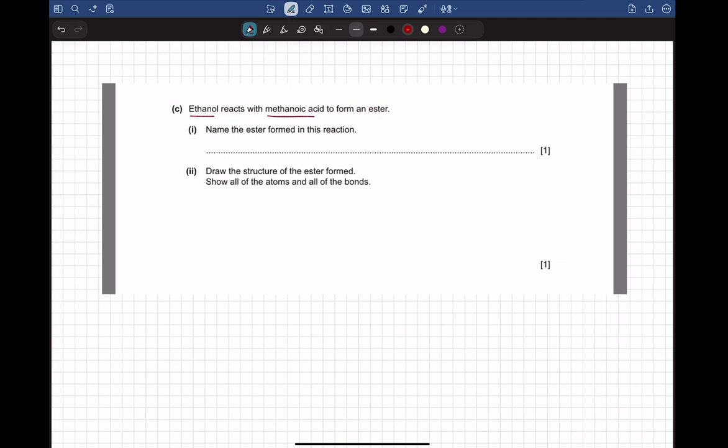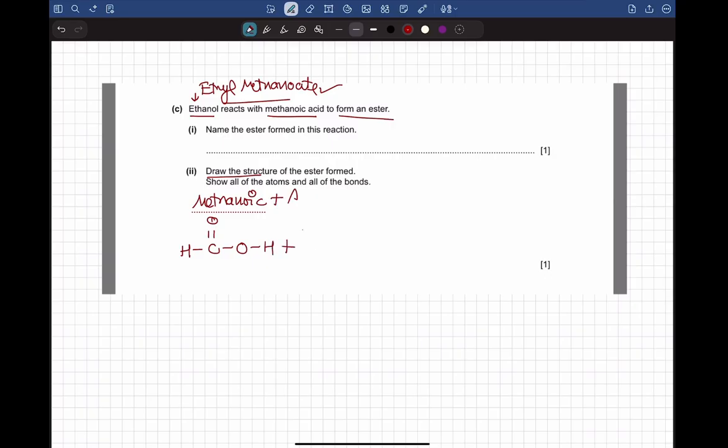Ethanol reacts with methanoic acid to form the ester. Name the ester. You can directly do this now. Ethyl and methanoate, just as we discussed. Right? Now, draw the structure. So again, use the same tip that I gave you. You write the acid first and write the alcohol later on. So let's draw it directly. Methanoic acid looks like this. And you write the alcohol.